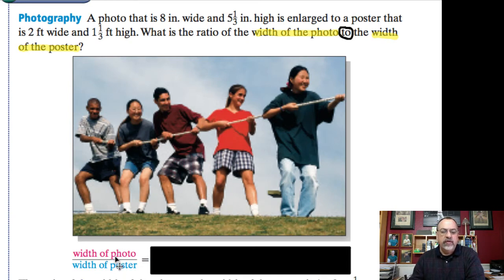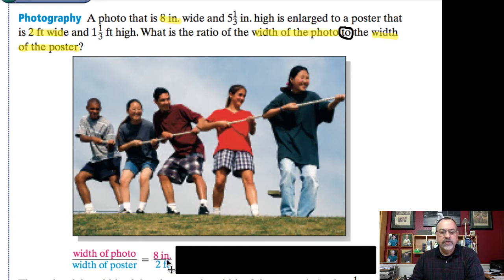Now that I know what values go where, I go to the problem and I simply substitute the values in. The width of the photo is 8 inches, so I'm going to substitute 8 inches in for my photo. And then the width of the poster is 2 feet, so I'm going to put those two values in. So I've written my ratio according to the wording of the problem.